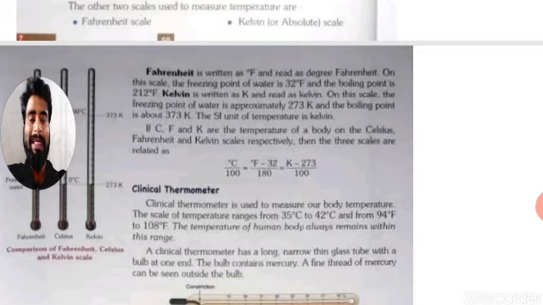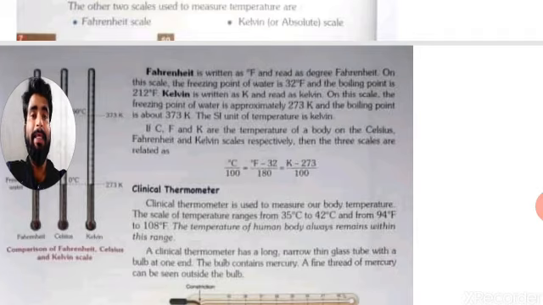So in the clinical thermometer, its reading is 35 degrees Celsius to 42 degrees Celsius, and in Fahrenheit its reading is 94 degree Fahrenheit to 108 degree Fahrenheit. The human body temperature lies in this range. So clinical thermometer has a long, narrow, thin glass tube. Easily we can see in the picture, with a bulb at one end, and that bulb is filled with the metal mercury, liquid metal, that means mercury.